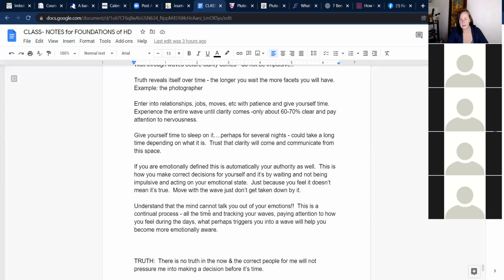So understand that the mind cannot talk you out of your emotions. So often we want to just bypass and be like, oh, I shouldn't feel this way, or I'm fine. We've learned so many coping strategies, but our waves are a continual process. If you're emotionally defined, you are always going to be somewhere on the wave. It never stops. It's just the way you are. If you're emotionally defined, nothing's wrong with you. It's just the way it is.